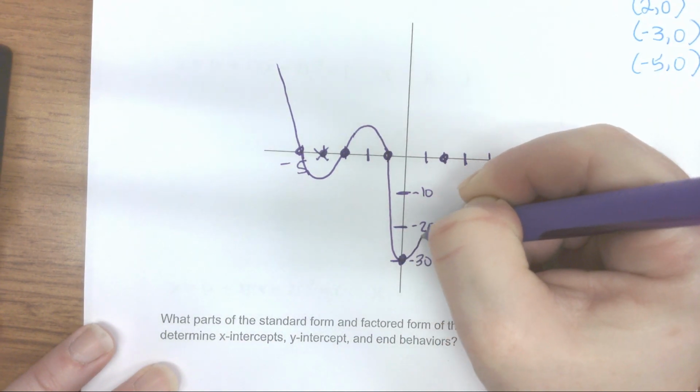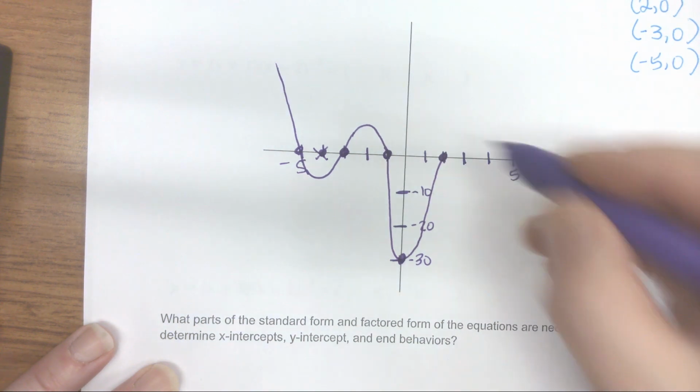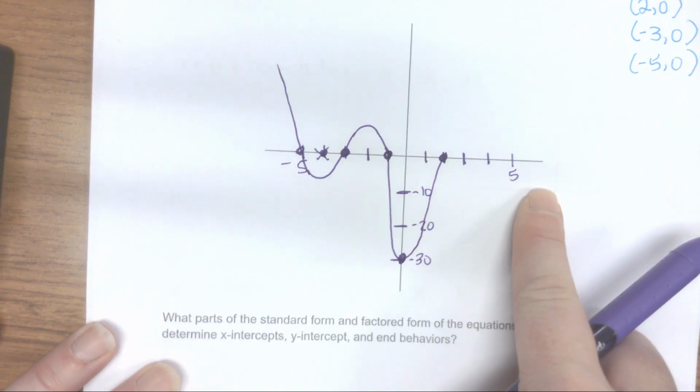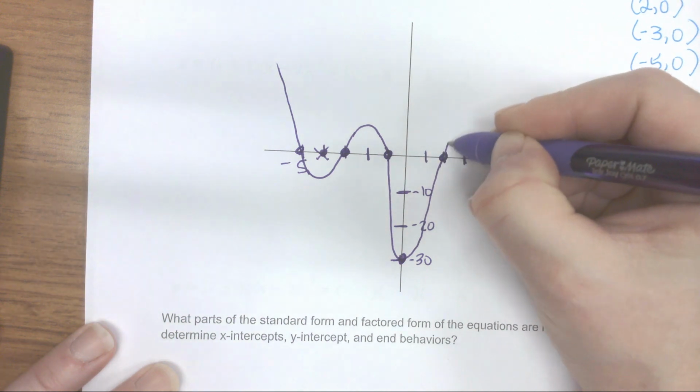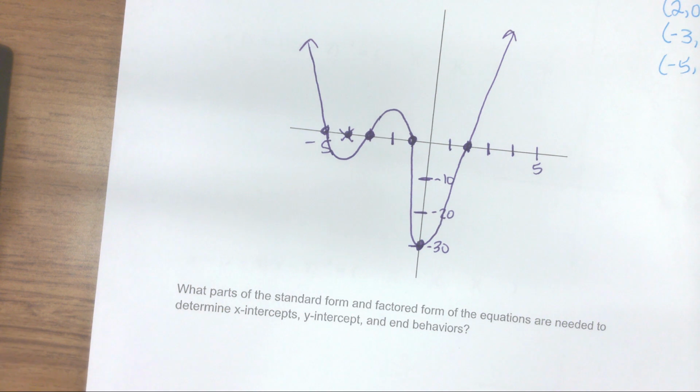And now it's going to go up again through 2, 0. And that's it, right? There's no other x-intercepts. So we're going to continue our graph and make it go up. Remember, because our end behaviors had to go up. That's what we're going to practice today.